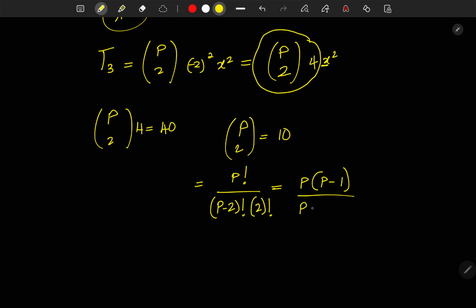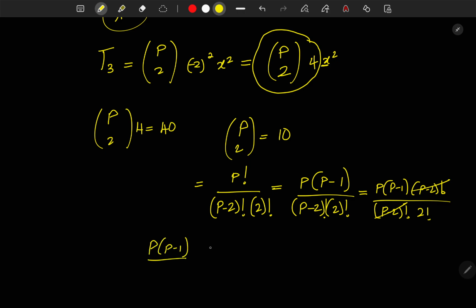p, minus 2, then here we have 2 factorial. Well, we can distribute this one further if we want, which will give us p times p minus 1. If I remove 1 here, this becomes p minus 2 factorial over p minus 2 factorial, then 2 factorial. That and that gone. I now remain with p times p minus 1, 2 factorial is just 2, and this is equal to 10.